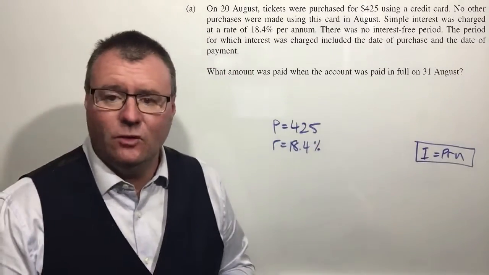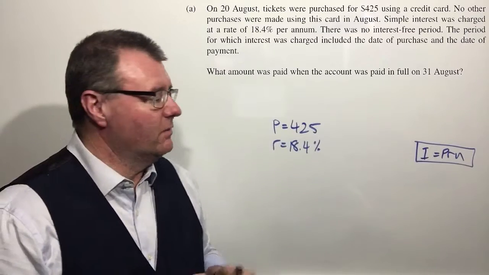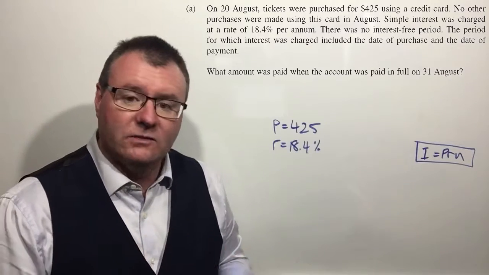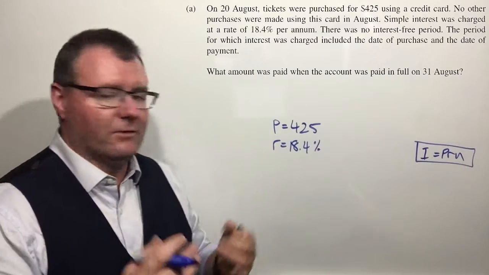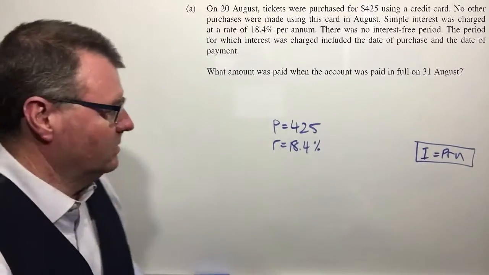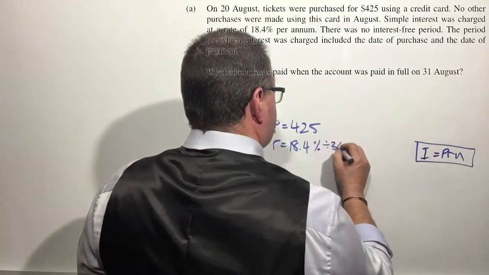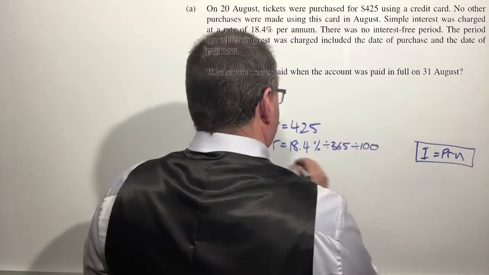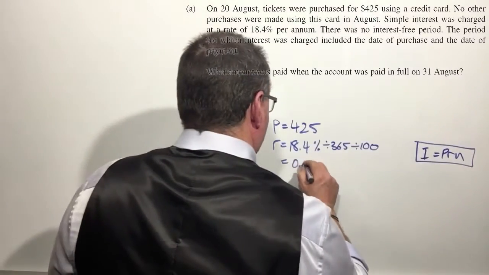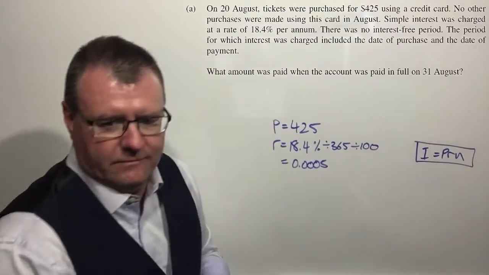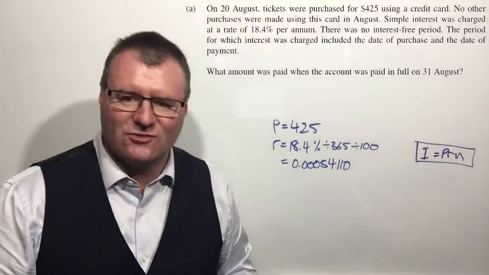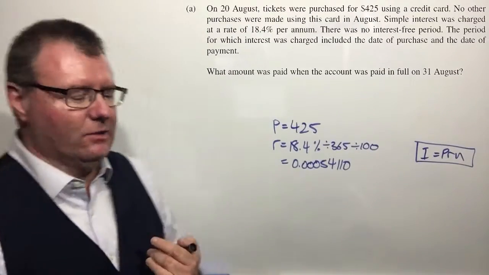But I can't use 18.4 because that's an annual interest rate. So I've got to convert that into a daily interest rate. So I'll have to divide it by 365 to get it from yearly to daily, then divide it by 100 again to take it from a percentage to a decimal. So when I do divide by 365, divided by 100, I get an amount of 0.000541110. That is our daily interest rate written as a decimal. So that's our R value.